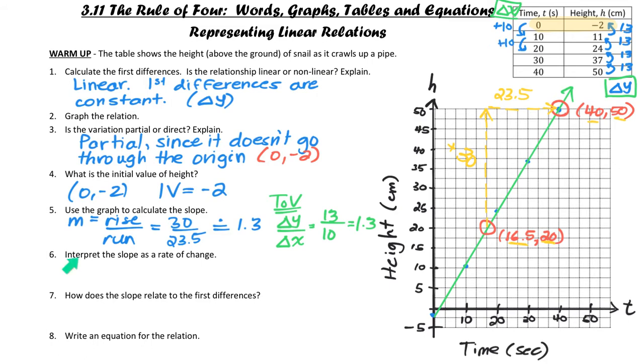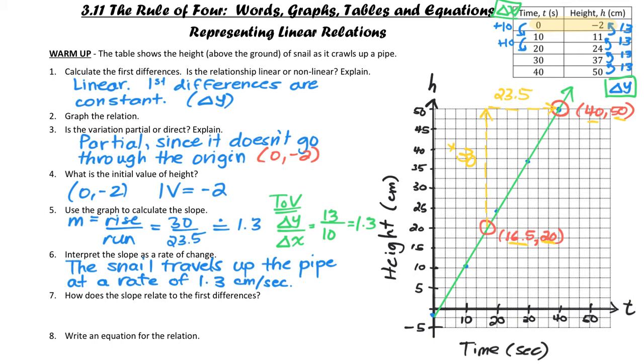So when it says interpret, now it's asking you to include the units. So we have to take into consideration that our Y values are about height, and our X values are about seconds. So we have the rise, the height, divided by the time. So centimeters per second. So we just now state it in the context of the problem. Therefore, the snail travels up the pipe at 1.3 centimeters per second.